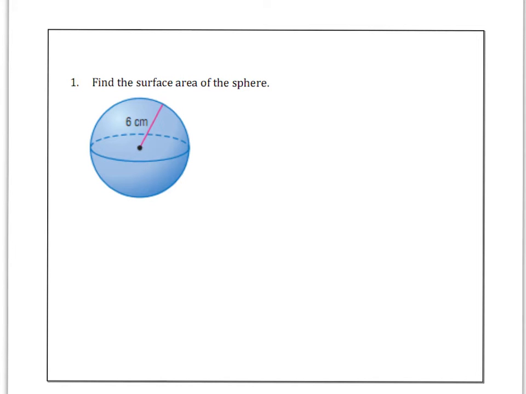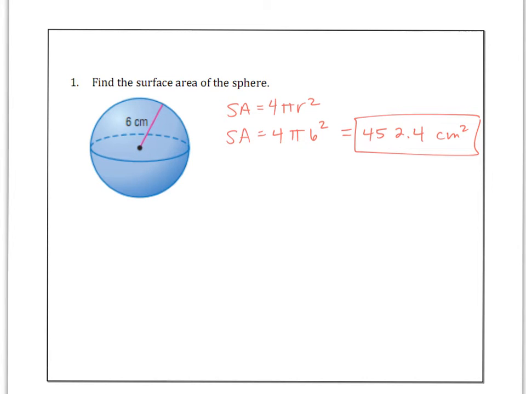Let's try number 1. Find the surface area of this sphere. Well, we know from before surface area is 4 pi r squared. You guys, this is really straightforward because the r is 6, so it's 4 pi 6 squared. Practice typing that in. Just make sure that you're typing it in your calculator correctly. You should get approximately 452.4 centimeters squared because it's surface area.